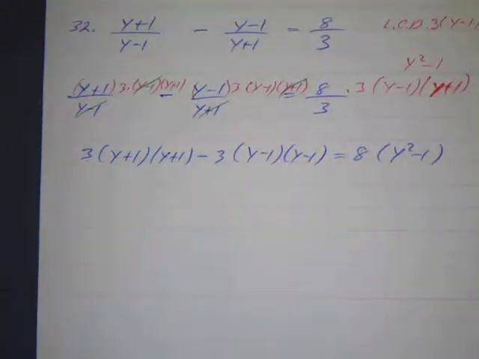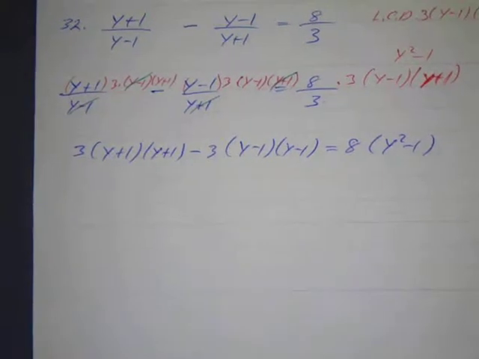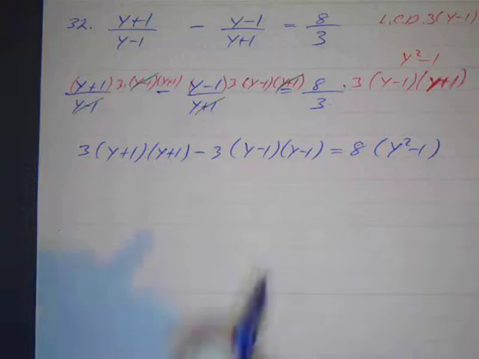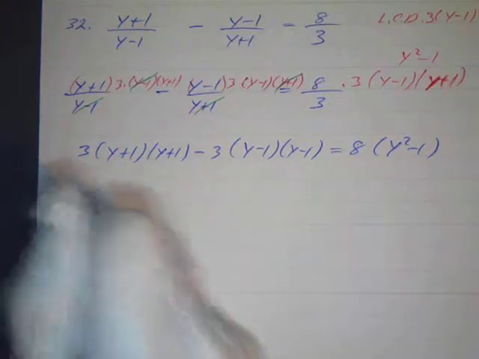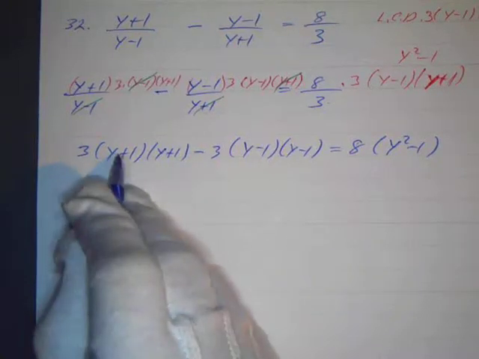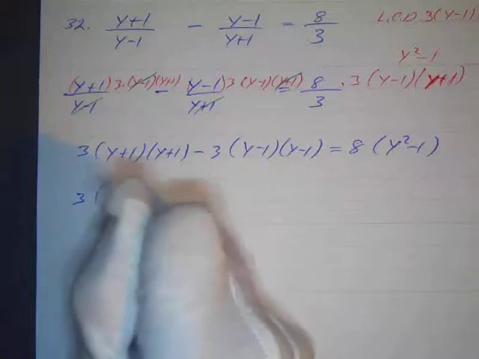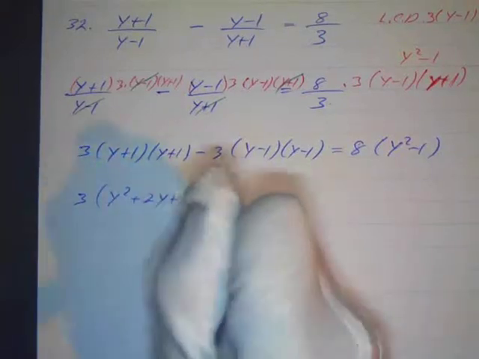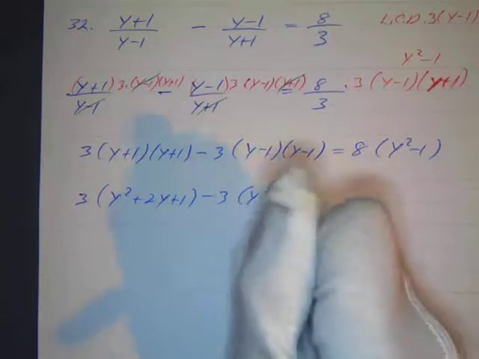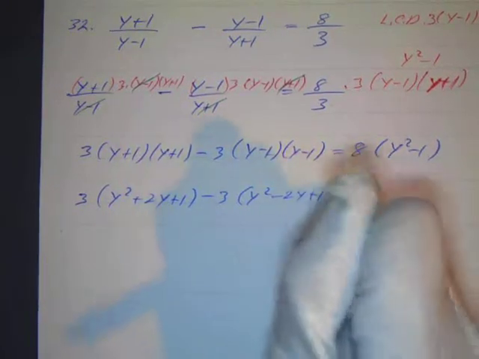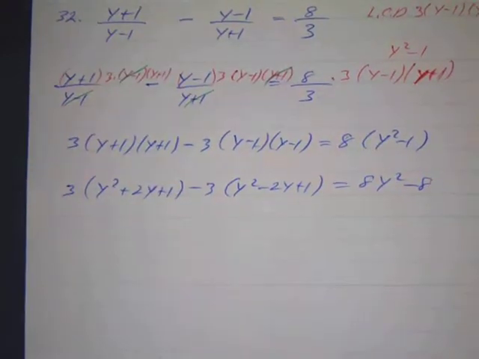Okay, now I've got to multiply these out. I got rid of the fractions, but now I've got this pretty formidable situation over here, so we've got to multiply these out. So we've got 3 times, and if I multiply this, I'm going to have a binomial times a binomial. I use the FOIL process. I've got y squared plus 2y plus 1 minus 3 times y squared minus 2y plus 1. And this equals 8y squared minus 8.